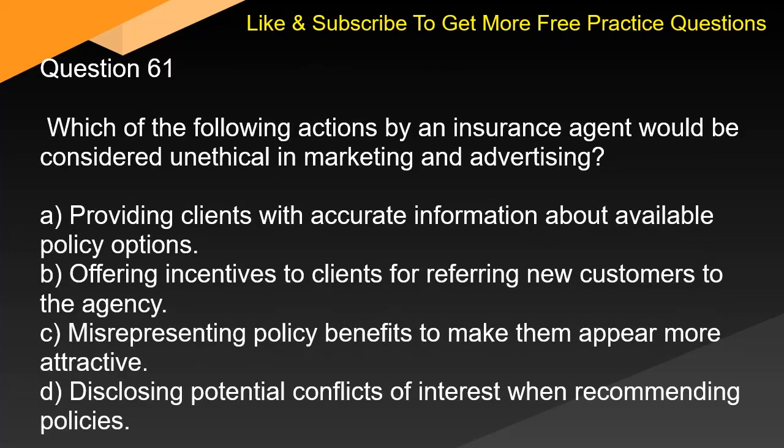Question 61. Which of the following actions by an insurance agent would be considered unethical in marketing and advertising? A. Providing clients with accurate information about available policy options. B. Offering incentives to clients for referring new customers to the agency. C. Misrepresenting policy benefits to make them appear more attractive. D. Disclosing potential conflicts of interest when recommending policies.